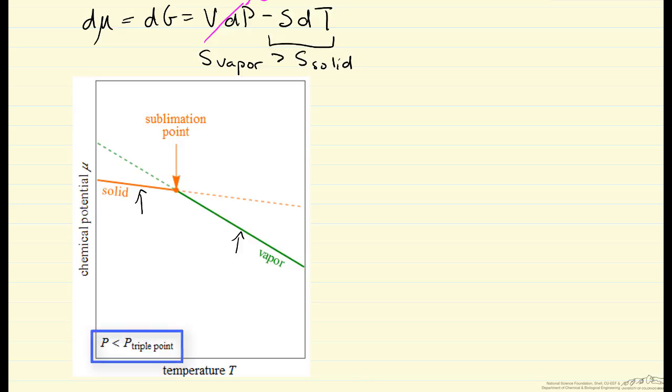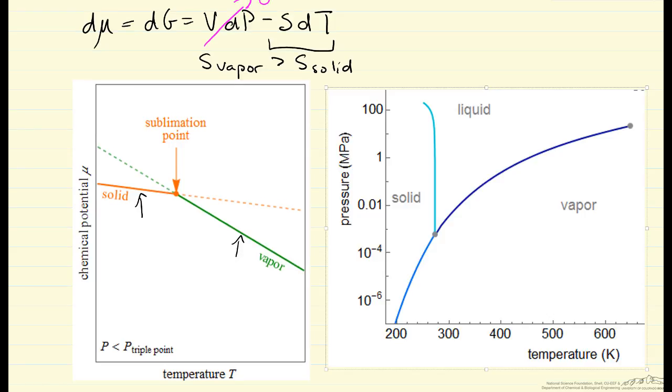And let's look at a pressure-temperature diagram to understand why this is. So the triple point is here. In order to have solid-vapor equilibrium as we change temperature, as we raise temperature and go from solid to vapor, we have to be at a pressure lower than the triple point. If we're at a pressure higher than the triple point, then the solid will go to the liquid as we raise the temperature rather than a vapor.